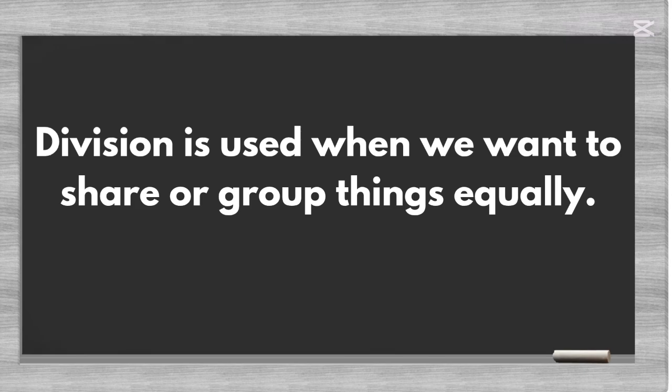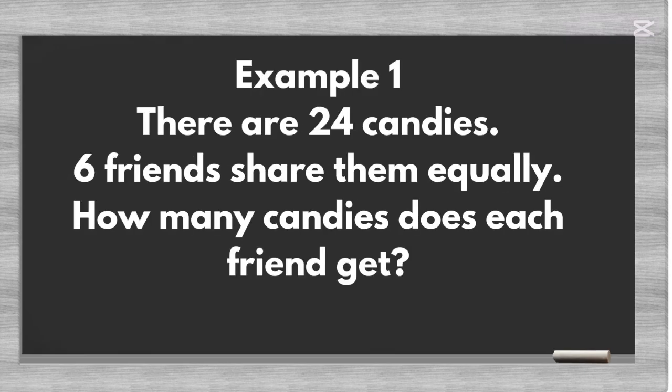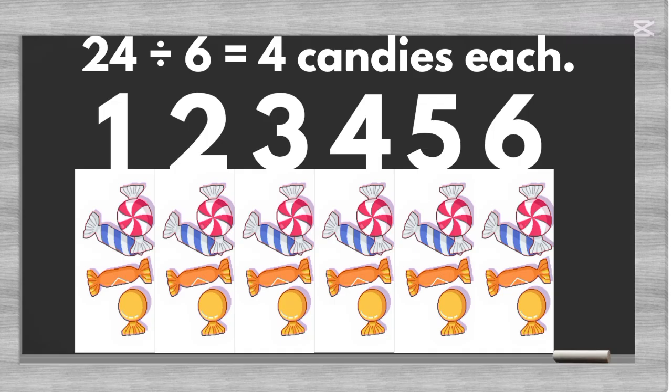Division is used when we want to share or group things equally. Example 1. There are 24 candies. 6 friends share them equally. How many candies does each friend get? 24 divided by 6 equals 4 candies each.